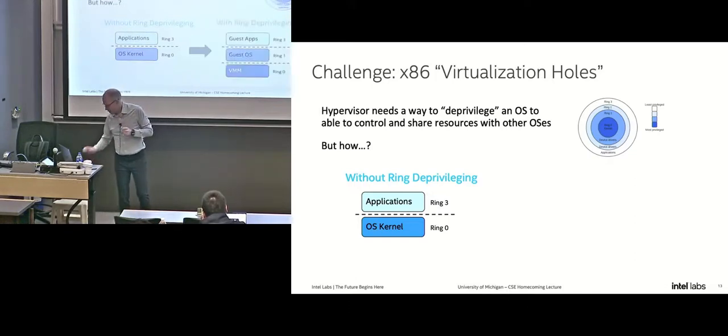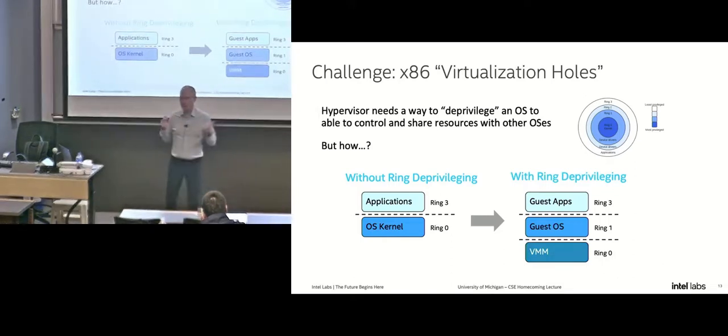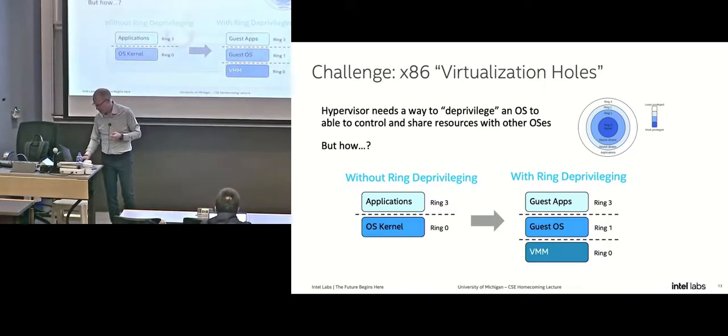So the first thing that you think about when considering this problem is, well, maybe we can just use ring 1 and run the operating system there. After all, it's not getting used. x86 is a very strange ISA. It has all these capabilities. The rings have been there from the beginning, but most of them don't get used, just ring 0 and ring 3. But we thought, maybe we can do this with ring 1.